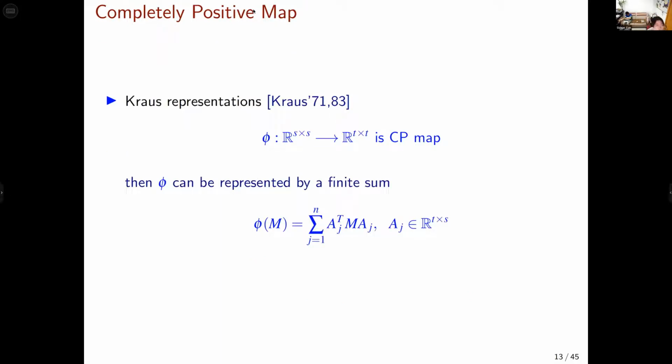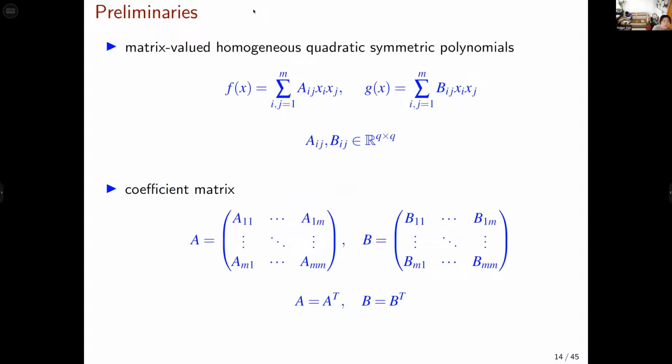And every completely positive map phi has a Kraus representation. That means phi(M) is a finite sum of Aj transpose M Aj, where Aj is a matrix. And these are the polynomials we will use in our results: the matrix-valued homogeneous quadratic symmetric polynomials f(x) and g(x). We use Aij and Bij to denote their coefficients.